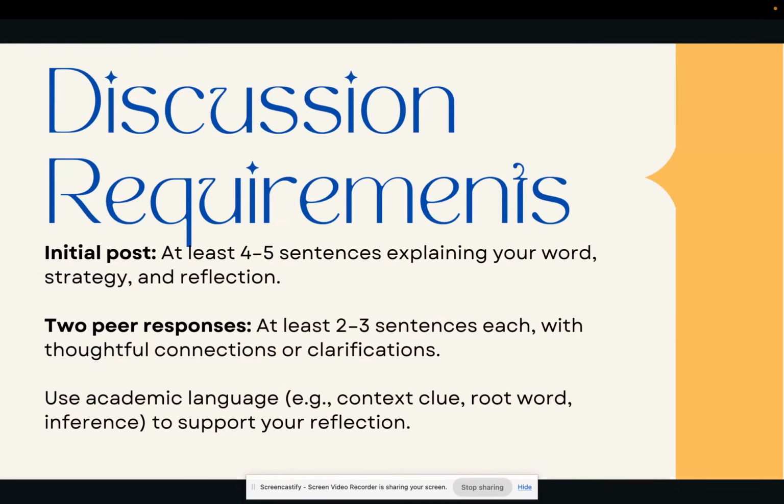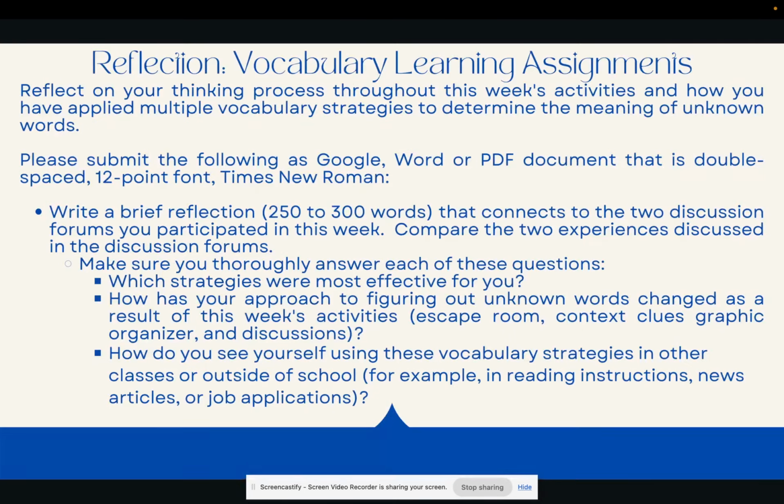For the discussion requirements, again, you should respond in at least 4 to 5 sentences, explain your word, strategy, and reflection. And then to your peers, you'll respond to at least 2 of your peers in 2 to 3 sentences each with thoughtful connections or clarifications. Again, be sure to use academic language to support your reflection.